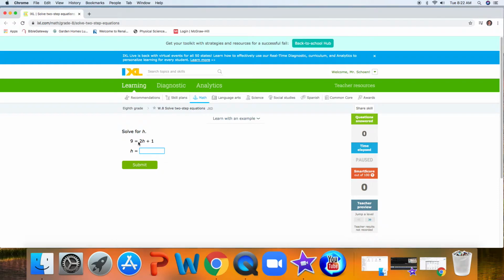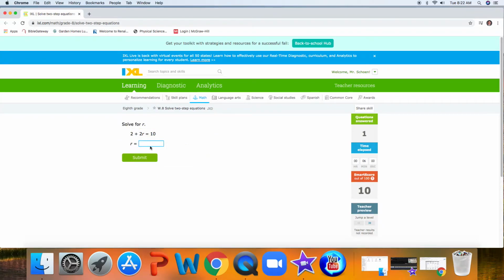So here I have 9 equals 2h plus 1. I'm going to subtract 1 from both sides to start with, so 1 would cancel out here. I have 9 minus 1 is 8, and then I have 8 equals 2h. If I divide by 2 on both sides, 8 divided by 2 is 4. Next expression, 2 plus 2r equals 10.